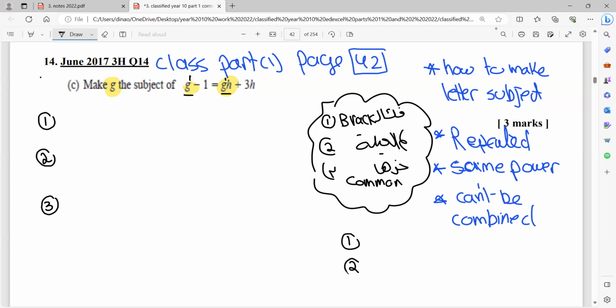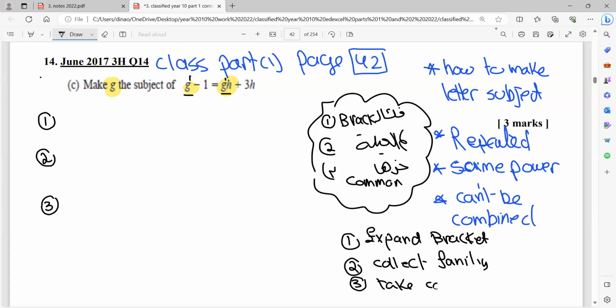The 3 steps that I strongly recommend that you use whenever you're dealing with these sort of questions is expand. Let me just, sorry guys, my handwriting is miserable. Expand the brackets, of course if the question contains a bracket, collect the family on one side, and I'll show you now, and then take common. These are the 3 steps that you follow. Expand the bracket, collect the family, take common.